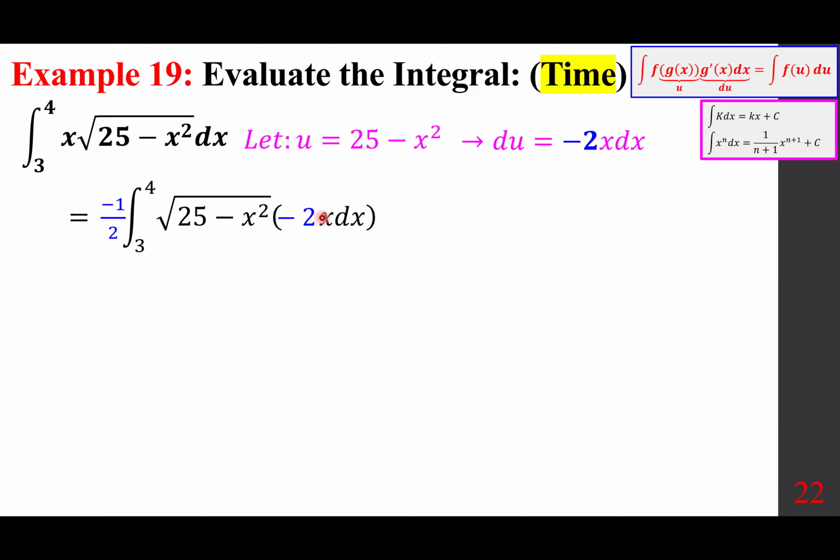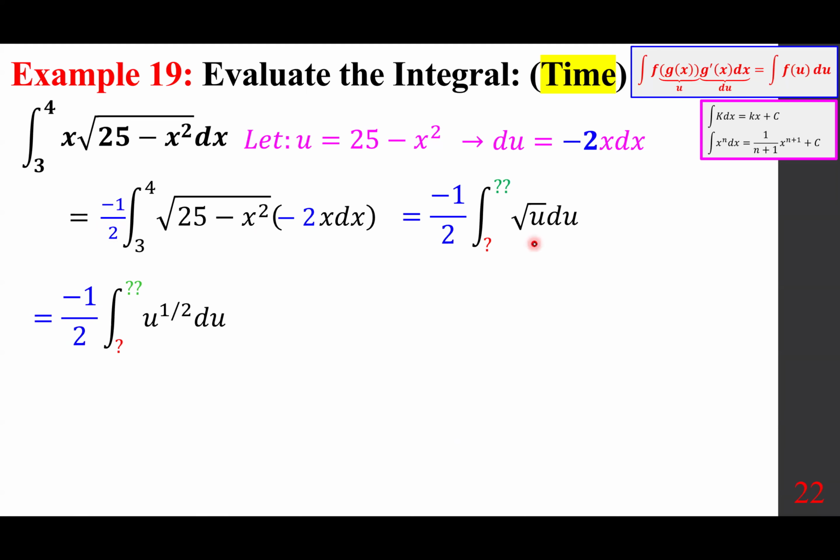and it clearly has to be undone with its reciprocal. So you can't just plug in negative 2. And so you have the following. This is u to the power 1/2. We've done this many times before. So negative 1/2, this is 1 over 1/2 plus 1, u to the power 1/2 plus 1.